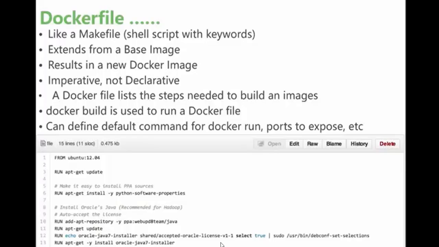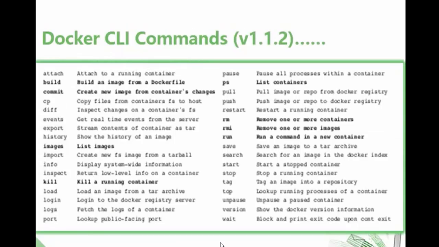Here you can see a sample Dockerfile from the Ubuntu base image. Run apt-get update, we are doing the update process. Then run apt-get install -y, and Python software properties we are going to install. Then some configuration. This is the automatic process.